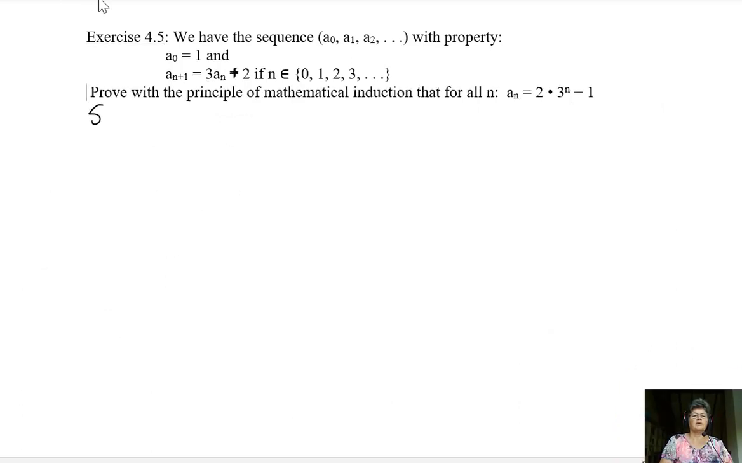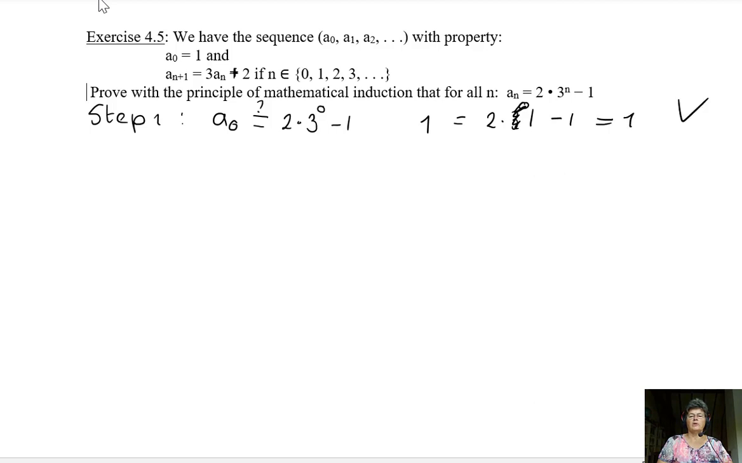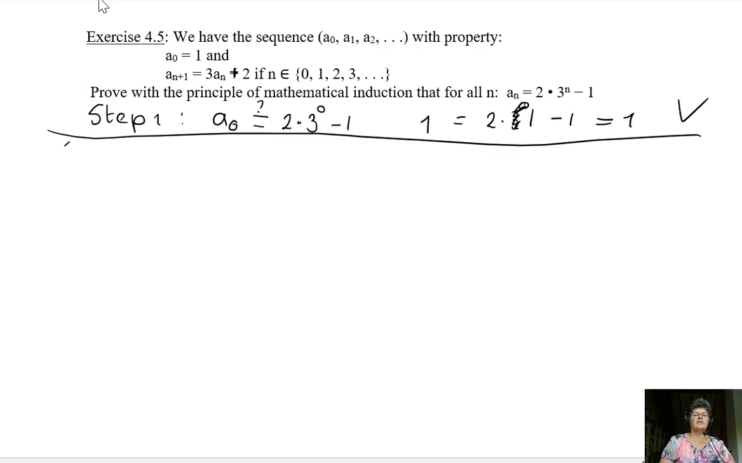Step 1. To prove it's true for the first element. Well, in fact, we already did that, huh? So A0 is the first element, and we need to prove that A0 would be 2 times 3 to the power of 0 minus 1. Well, A0 is 1 according to the property, equals 2 times 3 to the power of 0, which is 1, minus 1, so that would be 1. Okay, done.